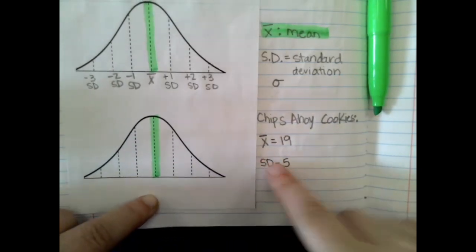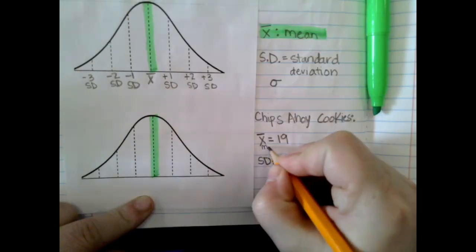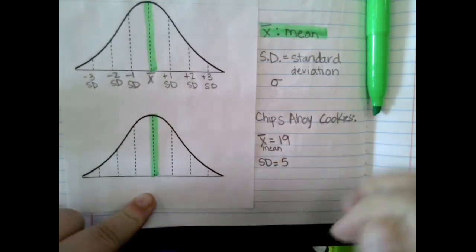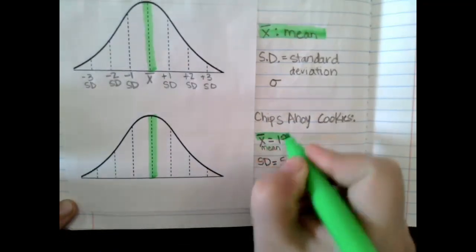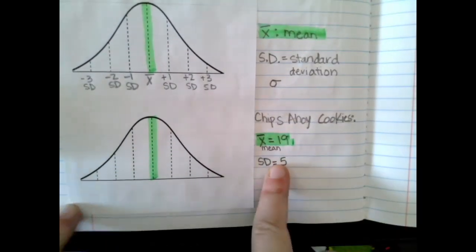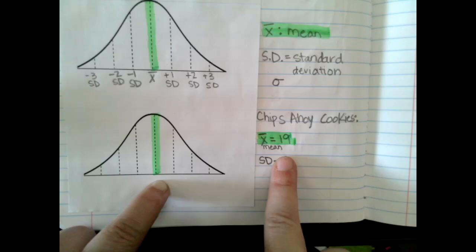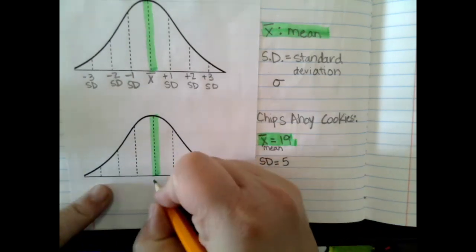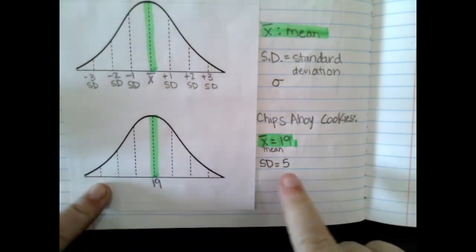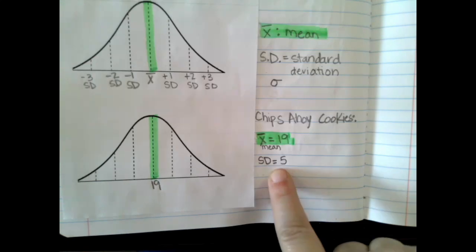What is our mean? 19. If you need to write that word underneath this, just remind yourself the mean is 19. That's what I'm using my highlighter for, because that's how we set this up. If we don't put this in the middle, there's no way you're going to be able to do the rest of this. You have to start at that middle, at that mean, 19.